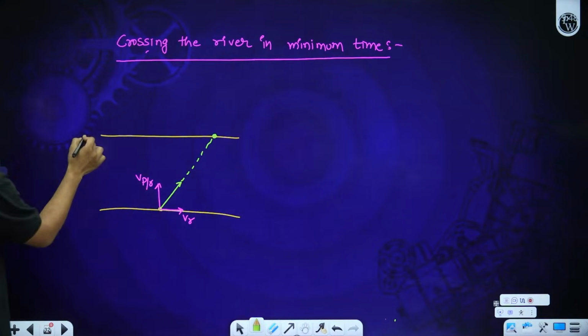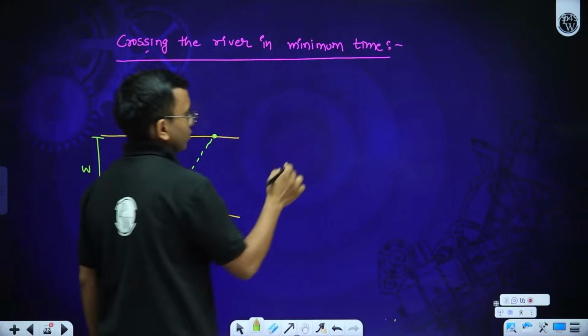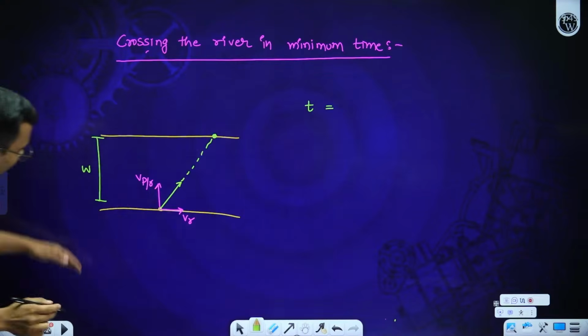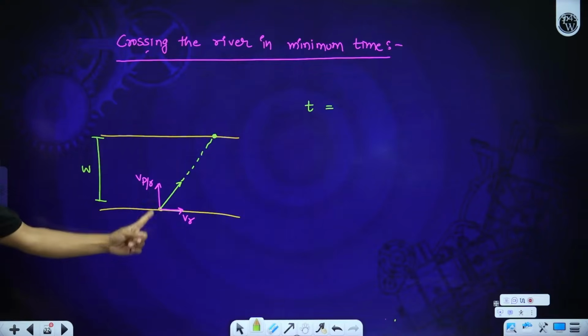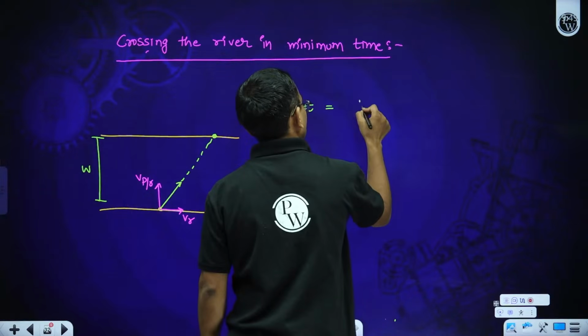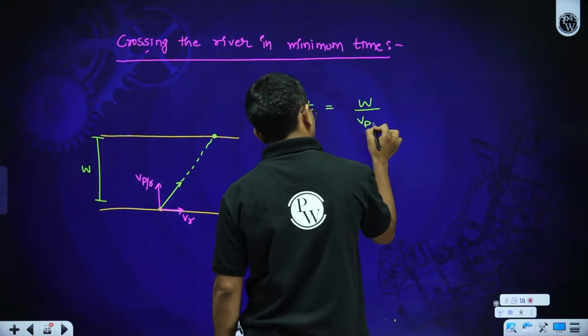Okay, let us take the width of the river as W. Now if somebody asks you what is the time to cross? Time to cross will be the width divided by the velocity along the y-axis. What is the width? Width is W. So W divided by the velocity along the y-axis, the velocity of the person with respect to the river. That's all.